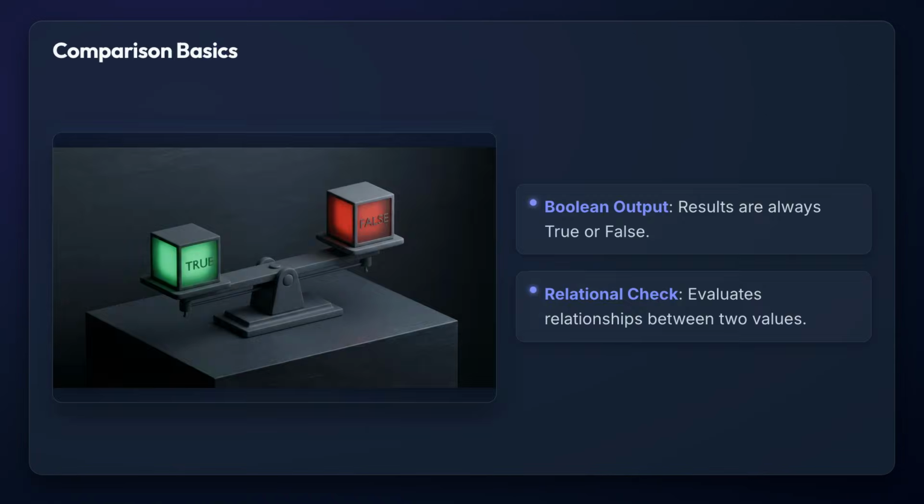While arithmetic operators calculate new numeric values, comparison operators answer questions. They evaluate the relationship between two values and always hand back a Boolean result, either true or false. We use these constantly to drive decisions in our code.